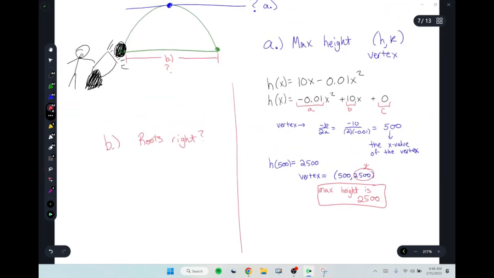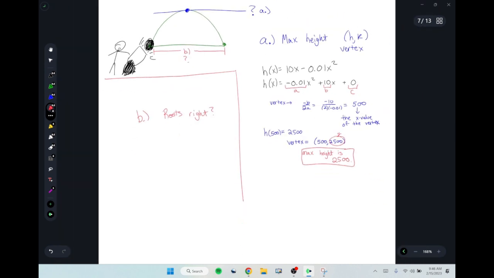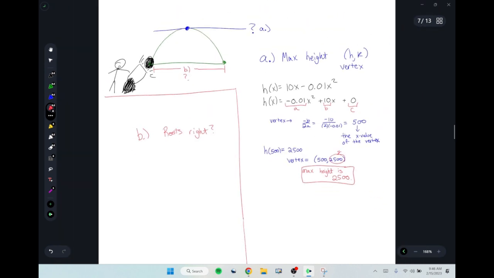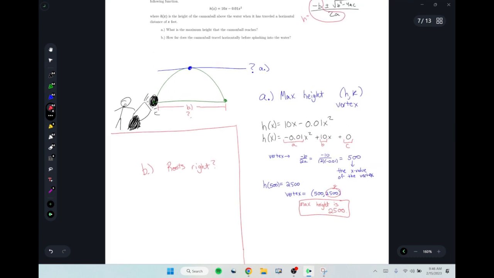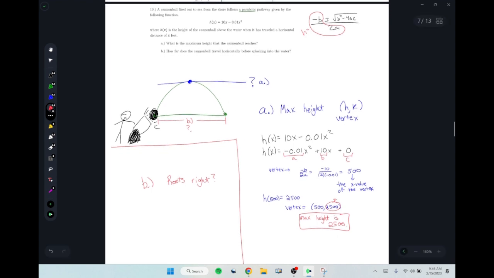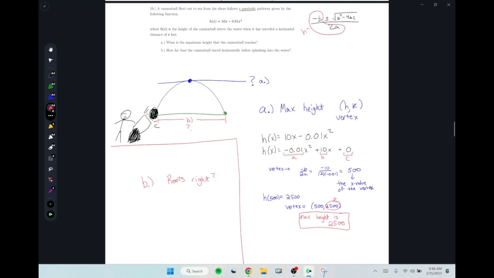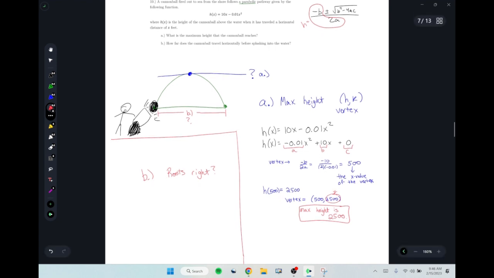Okay, that's part A. Part B is actually kind of easy now, because we've already found something that really helps with it. So would it be 500, maybe 1,000? 1,000, because it's the vertex, so it's halfway through. Mm-hmm. So it's 1,000.